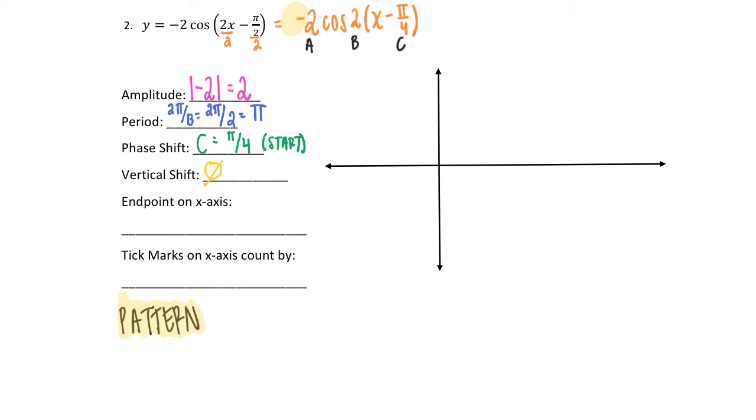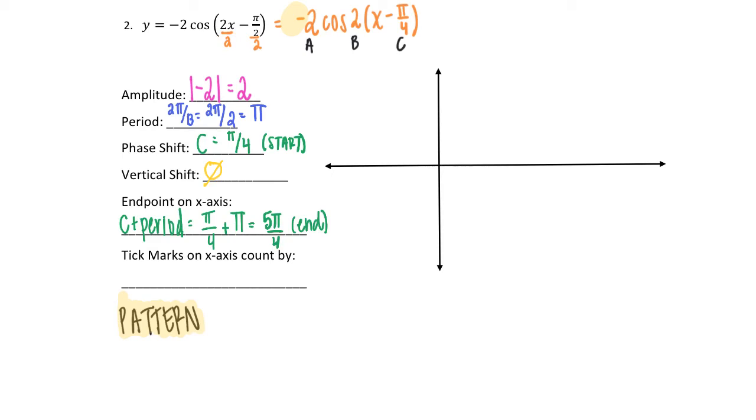So we've gone through A, B, C, and D. Now let's find our additional pieces of the graph. Endpoint. Should be 5 pi over 4. Remember, we don't write that as a mixed number. We can just leave it as 5 pi over 4. So this is where our graph should end on the x-axis.